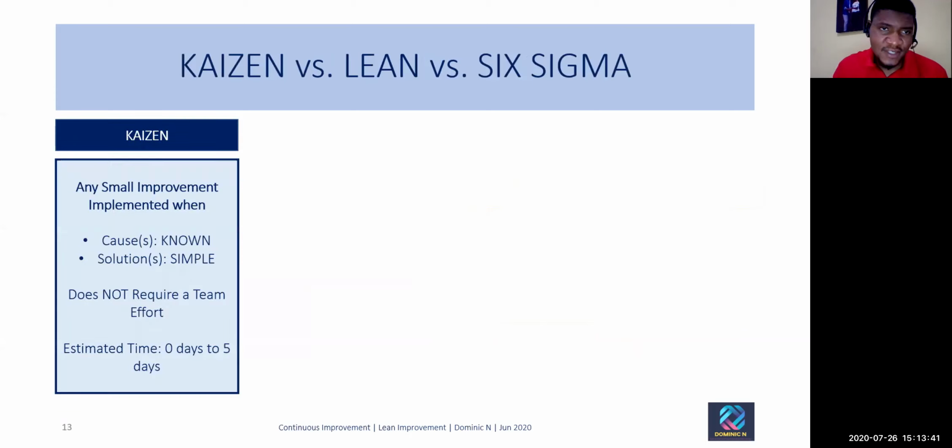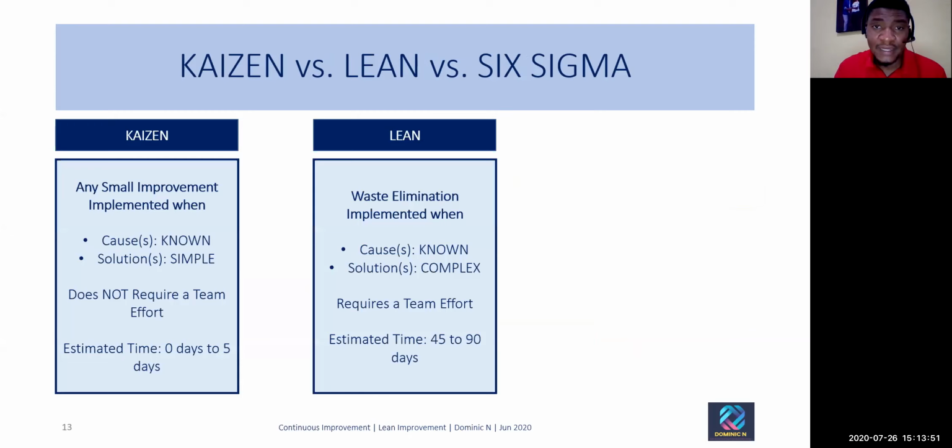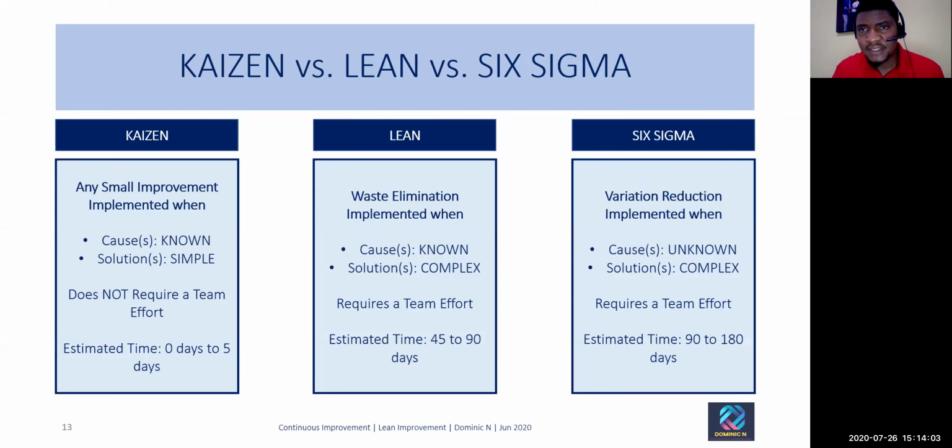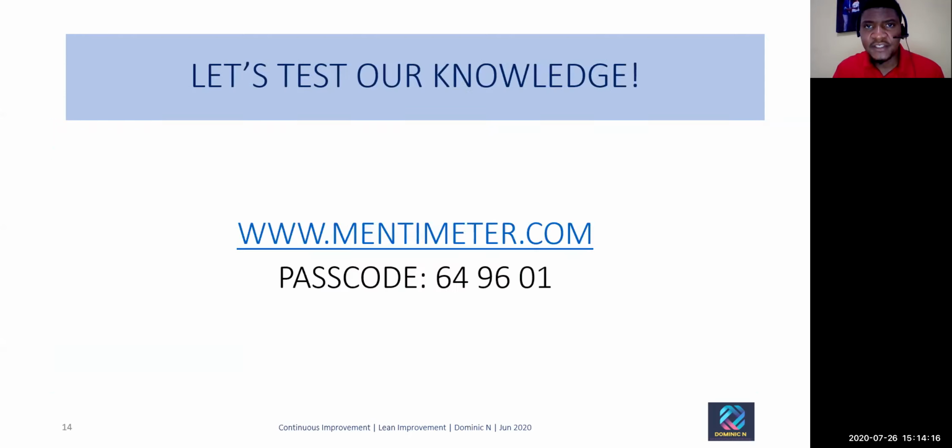Okay, so what are the differences? Kaizen, small improvements implemented when the cause is known or simple. It does not require a large team. It can be done in 0 to 5 days. For lean, it's waste elimination implemented when the cause is known and the solution is complex. It requires a team effort. It could be done in 45 to 90 days. Six Sigma, variation reduction implemented when the cause is unknown, the solution is complex and requires team effort. Its estimated time is 90 to 180 days.